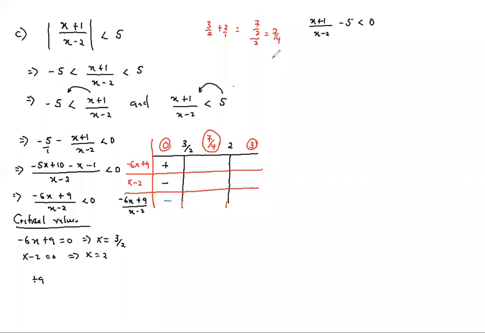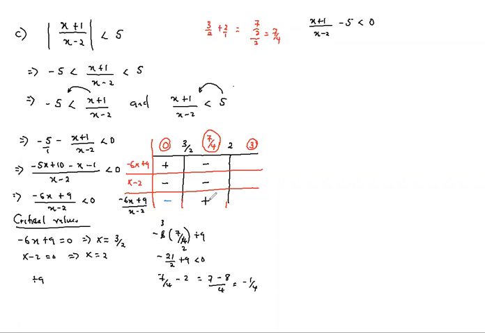When we substitute 7/4 in negative 6x plus 9, we have negative 6 times 7/4 plus 9. This is 3, 2 down. When you multiply, you get negative 21/2 plus 9. But this number is less than 0, so it will be negative. If we substitute 7/4 in x minus 2, we'll have 7/4 minus 8/4, which is negative 1/4. So if we have negative over negative, it becomes positive.